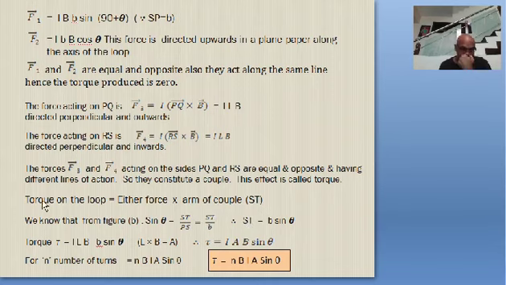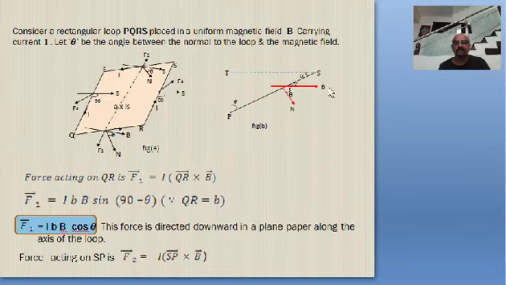Now torque on the loop is equal to any one of the forces into the perpendicular distance between the two forces. When I consider any one of the forces, you will get ILB. ILB is one of the forces, and into the perpendicular distance. To calculate the perpendicular distance, check this here. At one side P, there is one force acting perpendicular and outwards, and at another side S, there is one more force acting perpendicular and outwards. So therefore the perpendicular distance between P and S is given by this ST. ST represents the perpendicular distance.